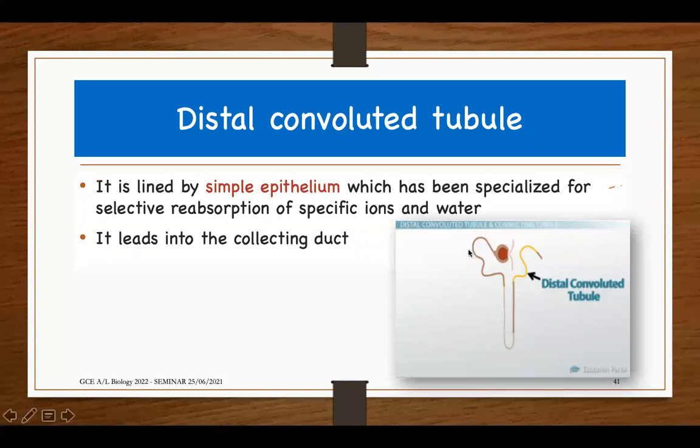Now, we were talking about the loop of Henle, and we came to the distal convoluted tubule. It is lined by simple epithelium, which has been specialized for selective reabsorption of specific ions and water. When we were talking about the proximal convoluted tubule, I said it was much longer than the DCT. So DCT is a bit shorter, and it leads into the collecting duct, where urine is finally formed at the end. DCT is also lined by simple epithelium. It does the same function as PCT, selective reabsorption.